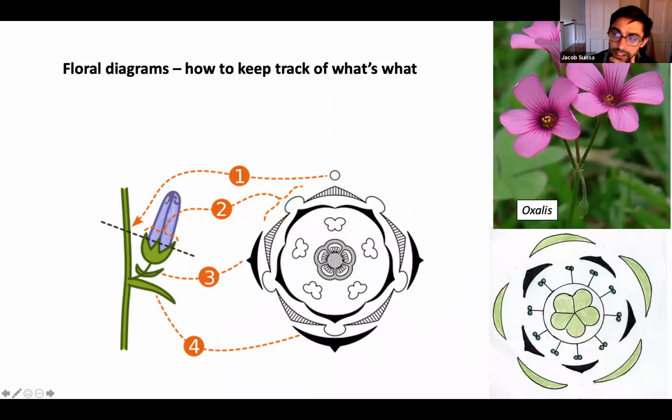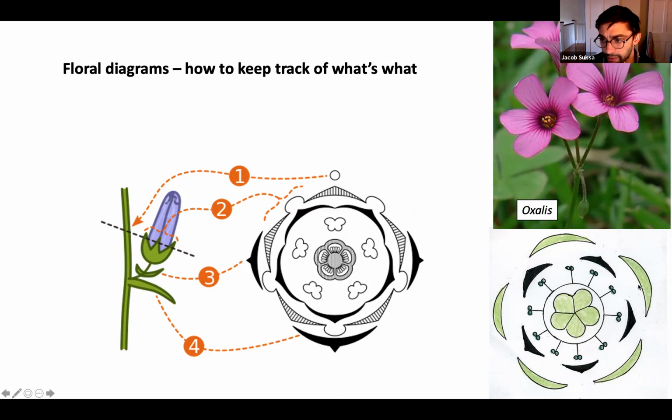Anyway, so the innermost portion, again, is the female portion. These are the carpels and the ovary. And then outer to that, you have the stamens, right? And then outer to that, you have the petals. And then outer to that, you have the sepals. And then outer to that, if there's anything, you'd have like a subtending leaf or something like that.